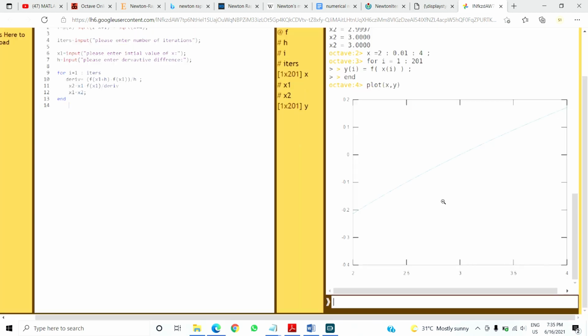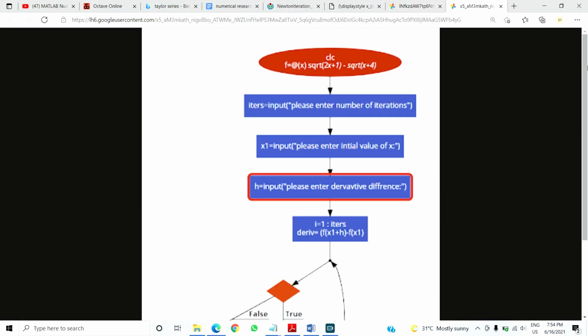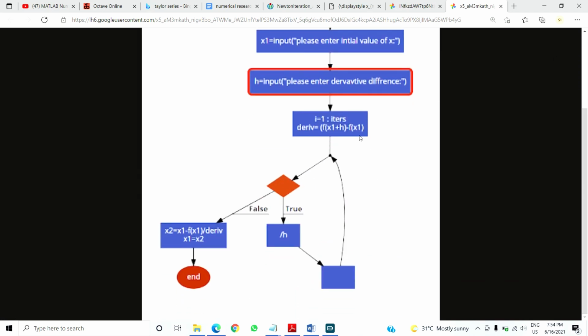And here is the plotted function. And here is the flowchart. We clear the console, we write our function in x, and then we enter the function, the derivative, and the starting point. And then we iterate with the number of iterations until 5 iterations.